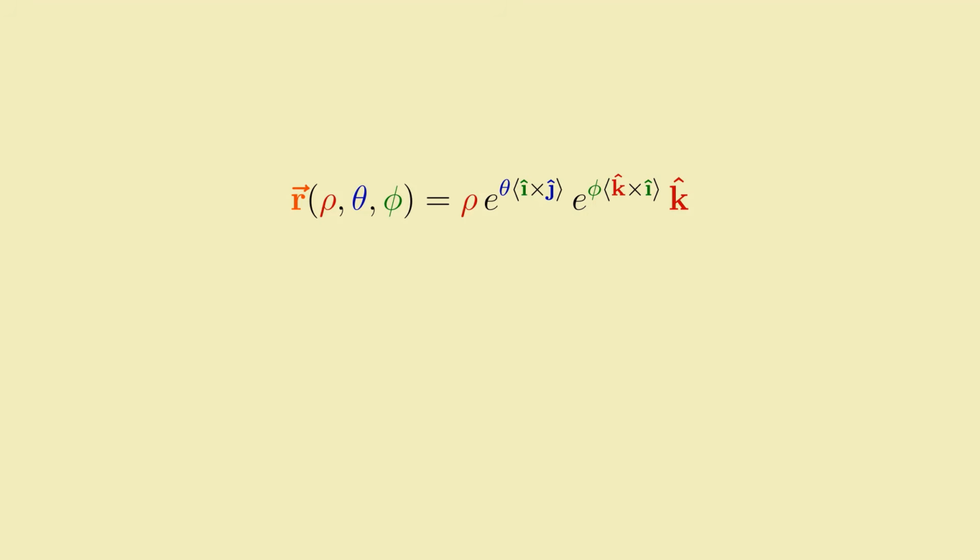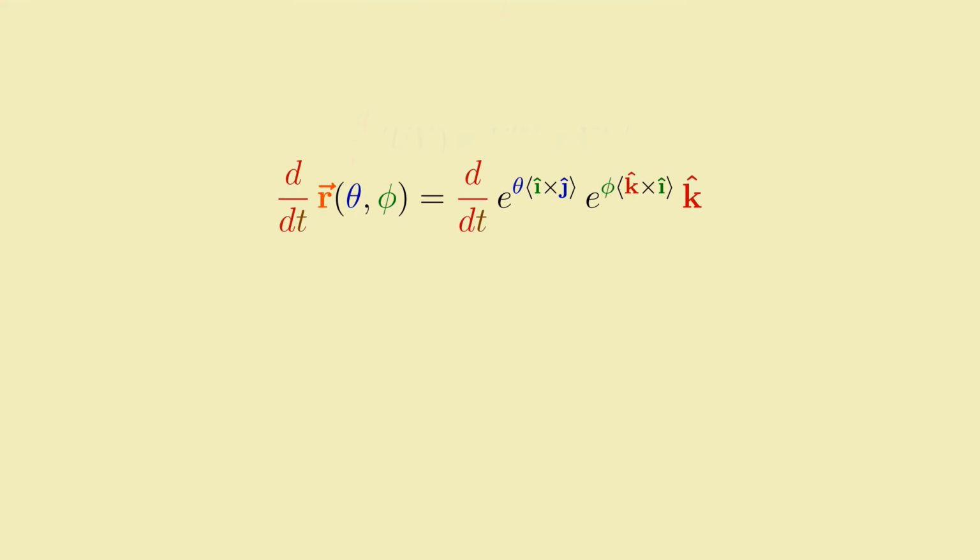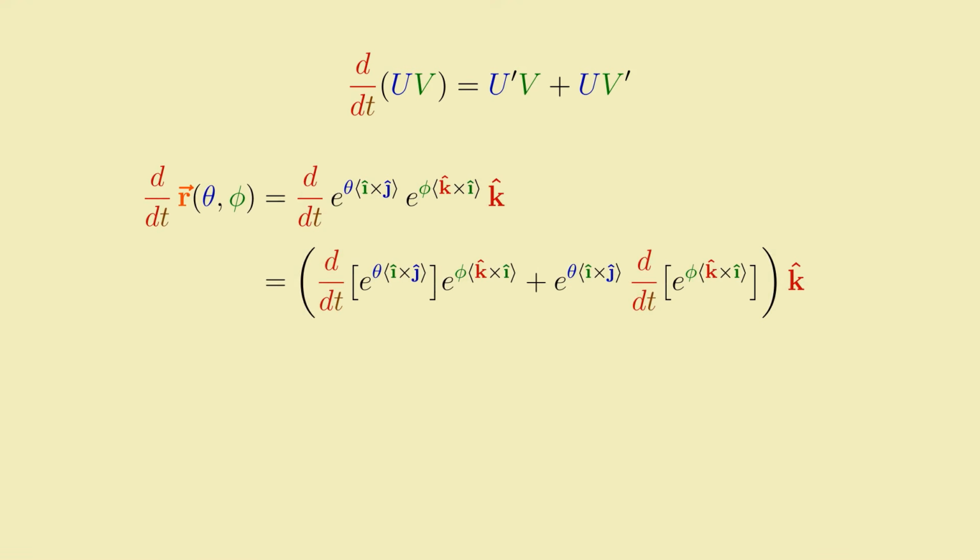Since we're taking the radius to be just 1, we can drop rho from our expression. Now let's take a derivative. Just like with regular real-valued functions, we can apply the product rule to get the derivative of the first times the second left alone, plus the first left alone times the derivative of the second. Note, however, that the products here have to be in this order. Remember, matrix multiplication doesn't necessarily commute. As for k hat, since it's just a constant vector, it just hangs out on the outside.